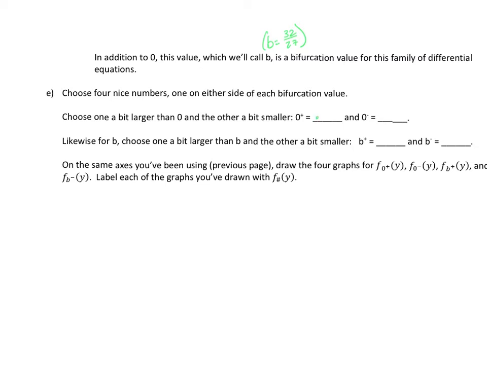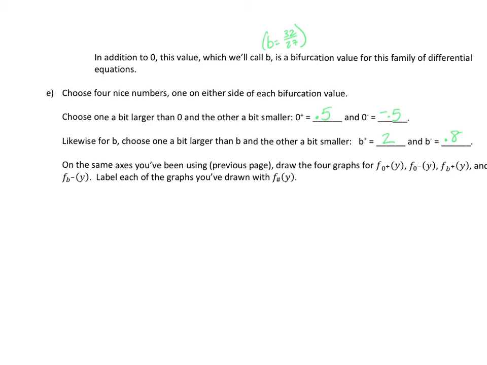0.5 and negative 0.5. And then for B, we're going to choose one a little bit bigger. So remember B, 32/27 is about 1.185. So a little bit bigger, I'm going to go up to 2. And a little bit smaller, I'm going to go not down to 1. Maybe I'll do like 0.8. That's good, just so it's not too close to the actual B value when I'm trying to draw the graphs.